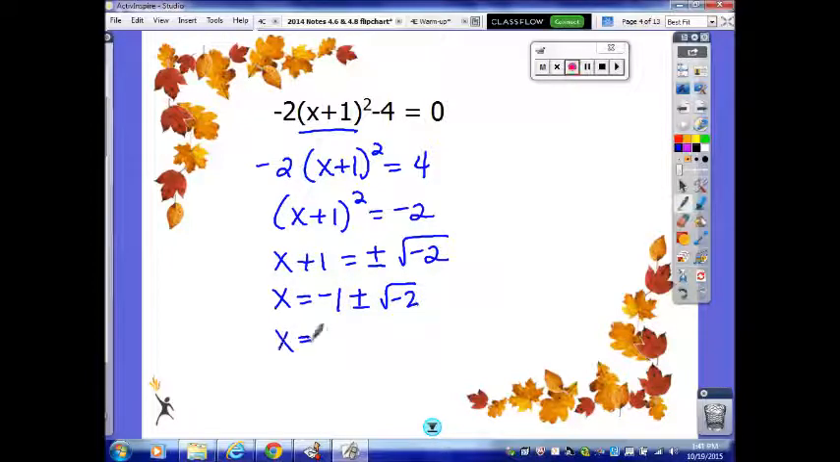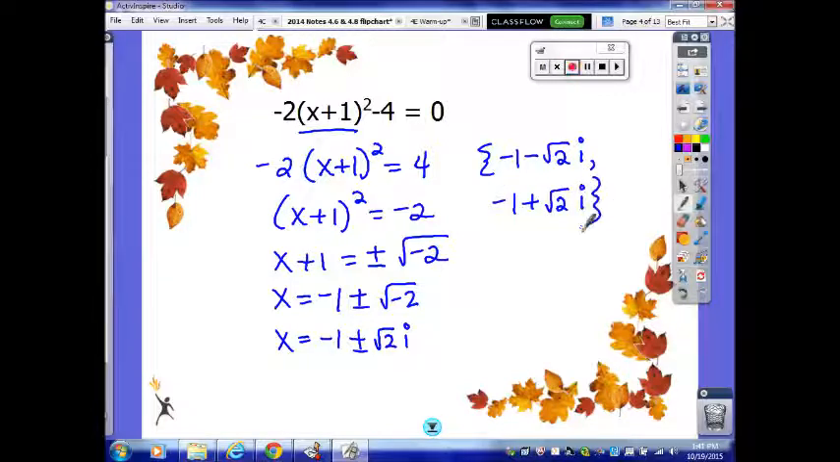Alright, let's go ahead and clean up this square root of negative 2. We can pull the i out. So negative 1 plus or minus the square root of 2 i on the outside. So your two solutions are negative 1 minus the square root of 2 i or negative 1 plus the square root of 2 i. Notice that these are conjugates.